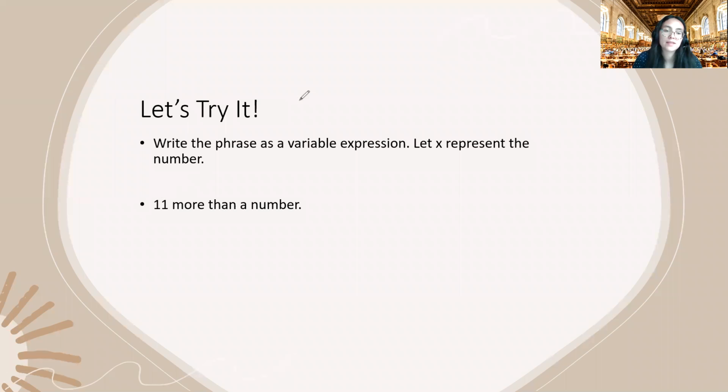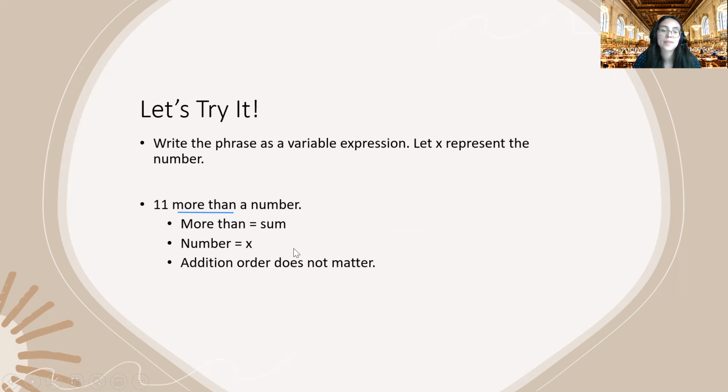So I have 11, this is a number. More than tells me what? What is this vocabulary word that we encountered? It tells us addition, okay? And a number, we were told, is going to equal x, okay? So I've actually outlined it. So more than is a sum or addition. Our number, we're told, is x. And addition order does not matter. So our final answer would be x plus 11 or 11 plus x, okay?